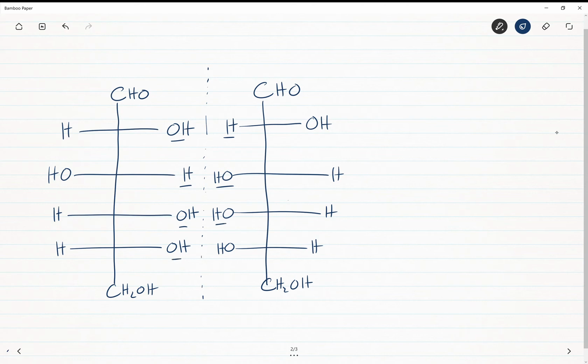The bottom ones are mirror images. So that is what we can see. Clearly the whole molecule is not a mirror image, and so these molecules are diastereomers of each other. And that's how we determine whether something is an enantiomer or a diastereomer in a Fischer projection drawing.